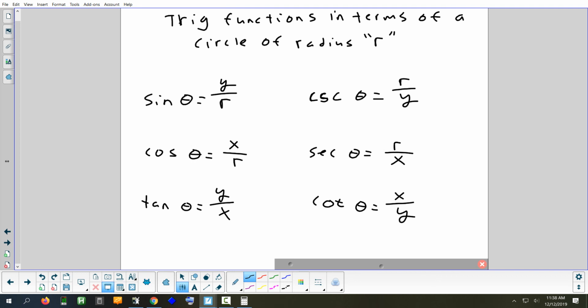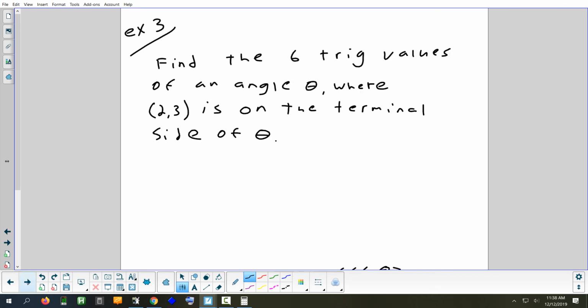Y over 1, x over 1, y over x. 1 over y, 1 over x, x over y. So change all the r's to 1s. And now you've got your unit circle back. But now r might not be 1. Okay? So when you do a problem, you're going to be given the x, you're going to be given the y. But there's one more thing you have to find out. You have to figure out how big of a circle you have. That's your radius.